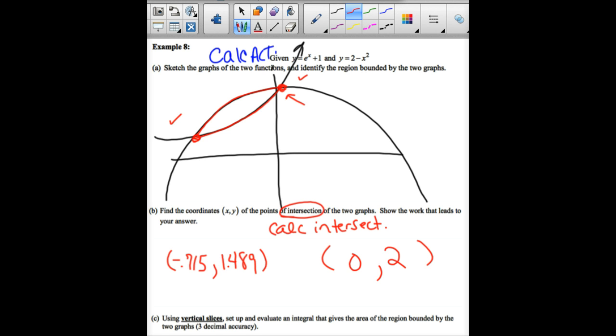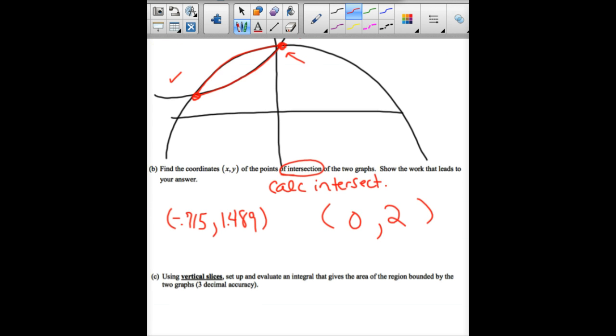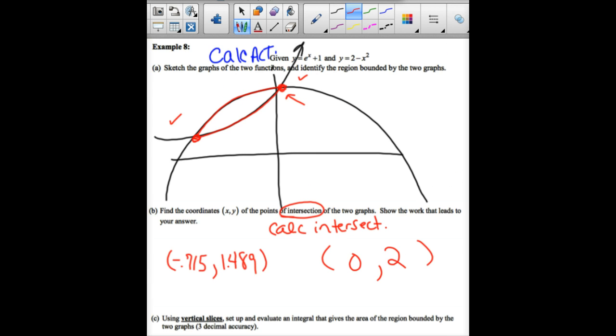So next, I've got my intersections. I did it on my calculator. We are now going to integrate vertical slices and horizontal slices, and then I'll stop the recording.